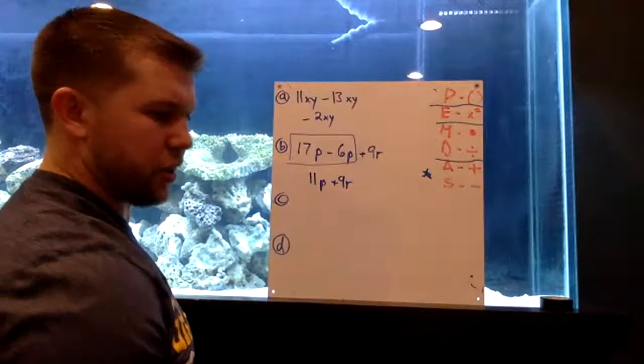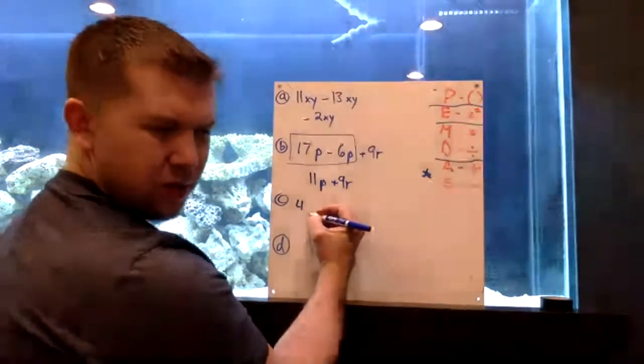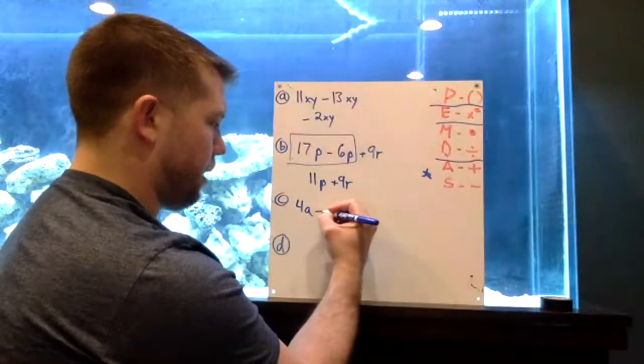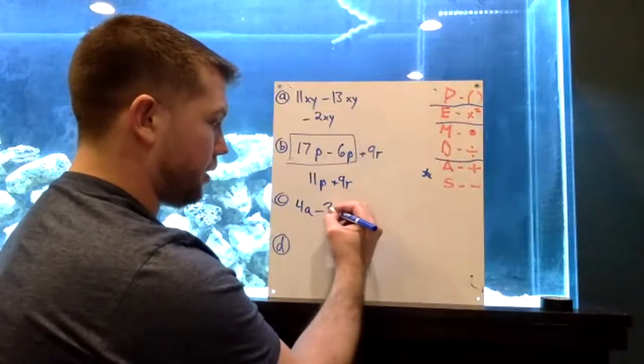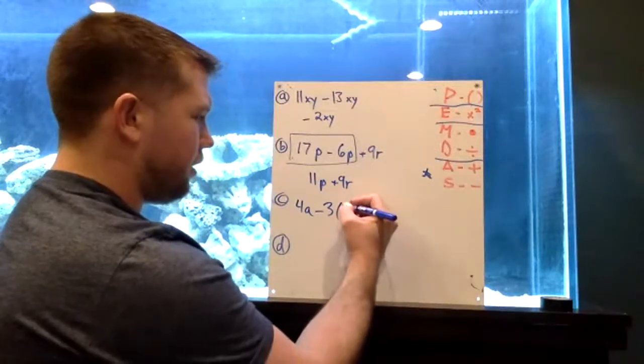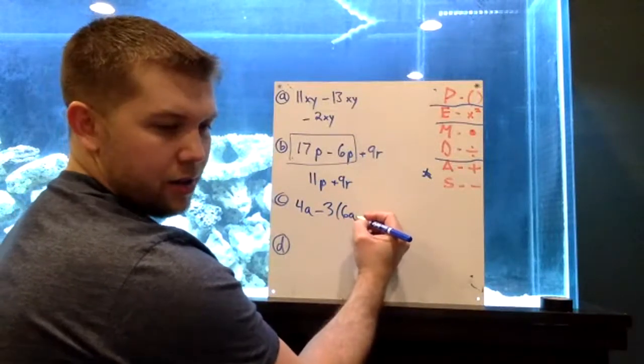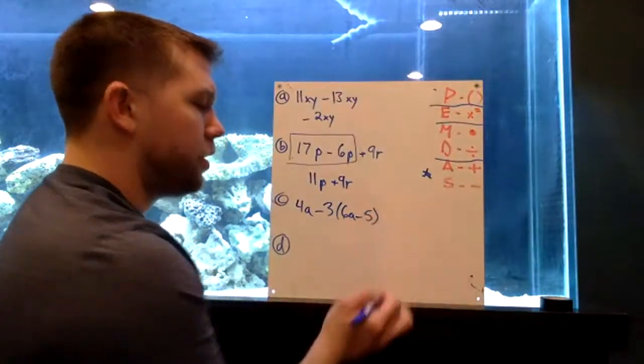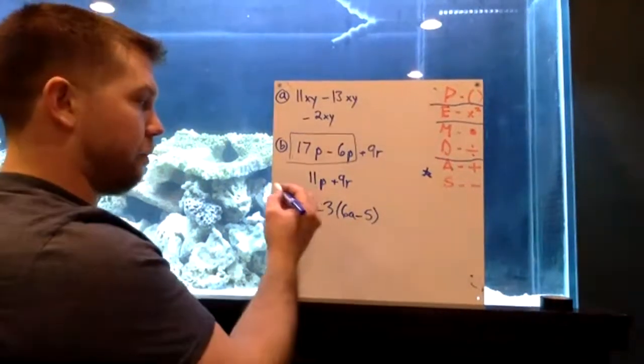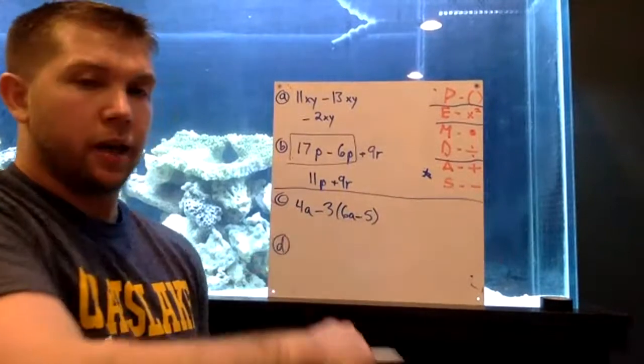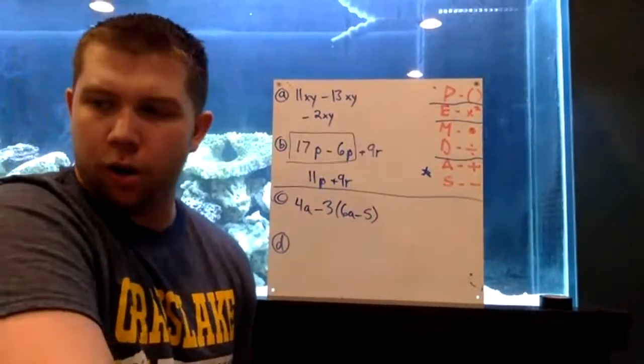So then the next one says I have 4a minus 3 times the quantity 6a minus 5. There's a lot going on here, so make sure we're paying attention to this one. Okay, so this one is a little more complicated. I'm going to draw a line here so it's not confusing.